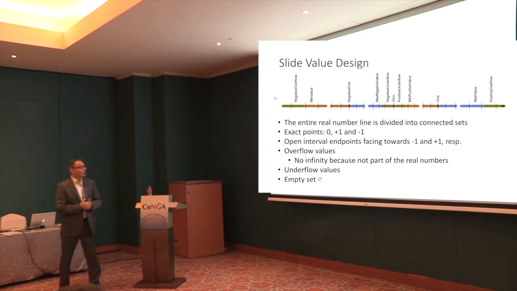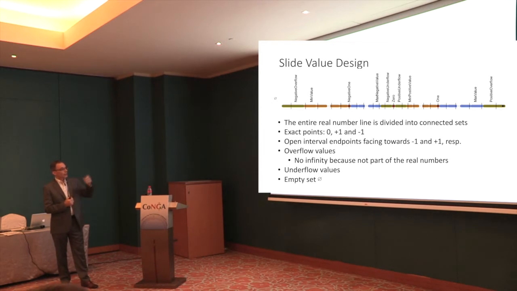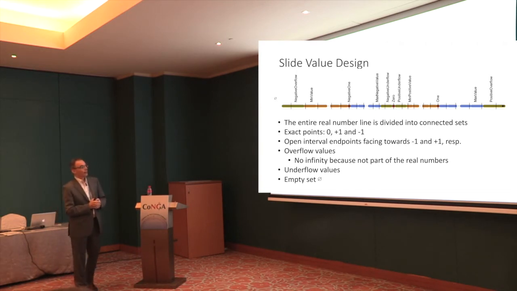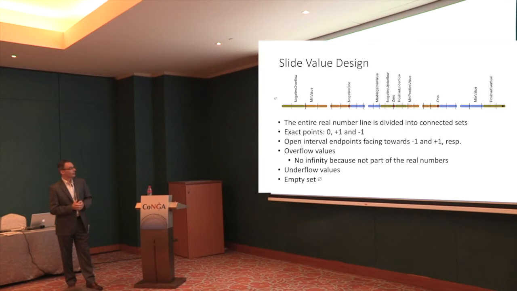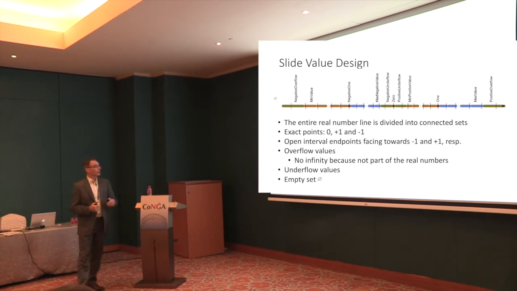So now how does it look like? The slide number format arranges the intervals as shown here. So we have half-open intervals, and the open endpoint faces towards the ones. So there's only 3 exact points, 0, 1, and -1. And in between there the regular values as half-open intervals. There's overflow values towards the ends of the number line, but there's no infinity because there's no infinity in reals.